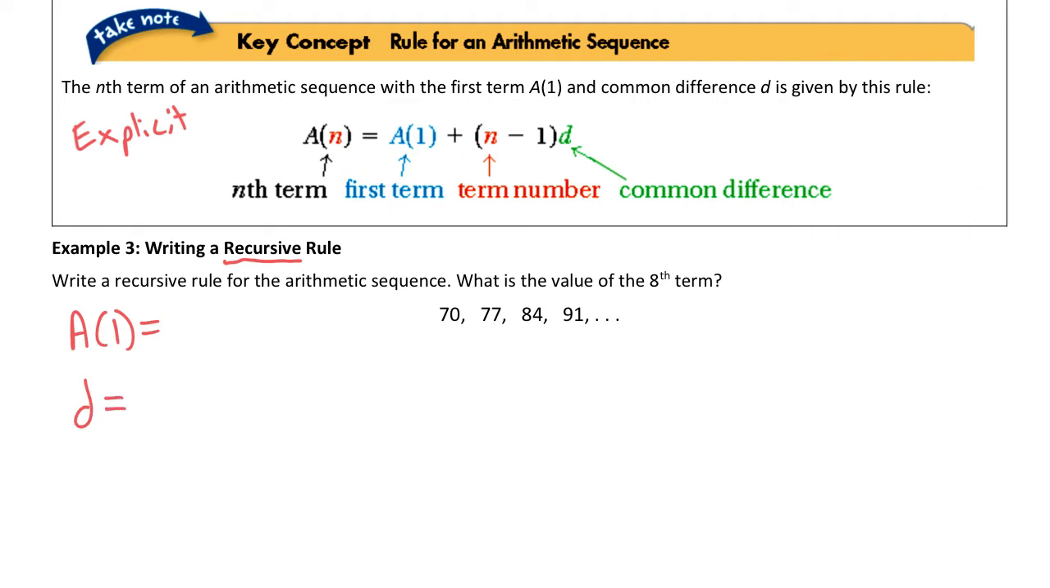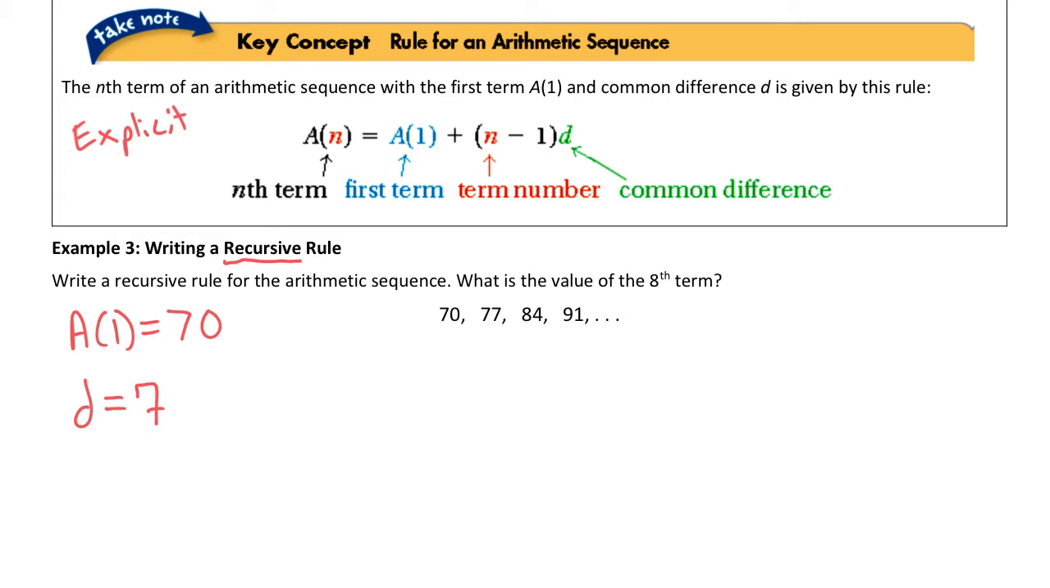So those are the two variables we use to represent first term and common difference. And with arithmetic sequences, these two things are the easiest thing to find. First term in this sequence we're given is 70. If we look at our sequence, to go from one term to the next term, we add 7. So our common difference is 7.